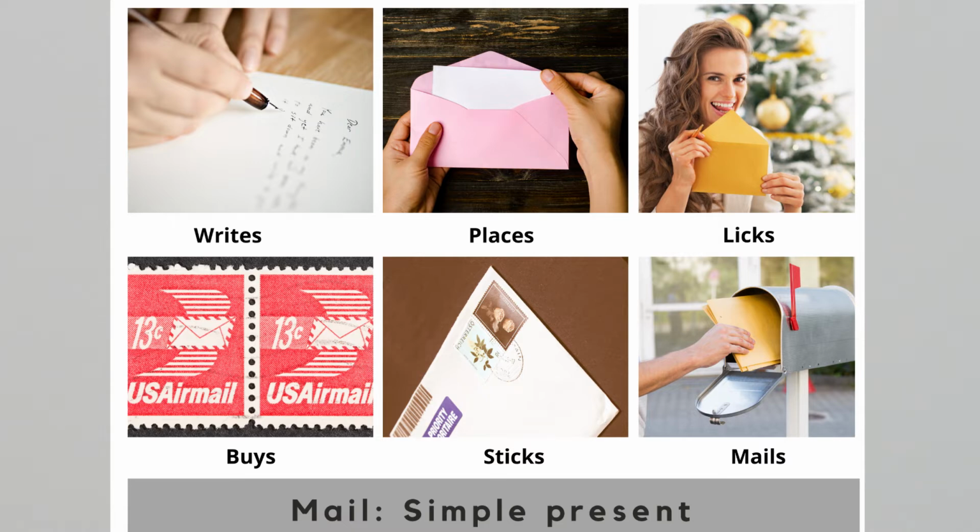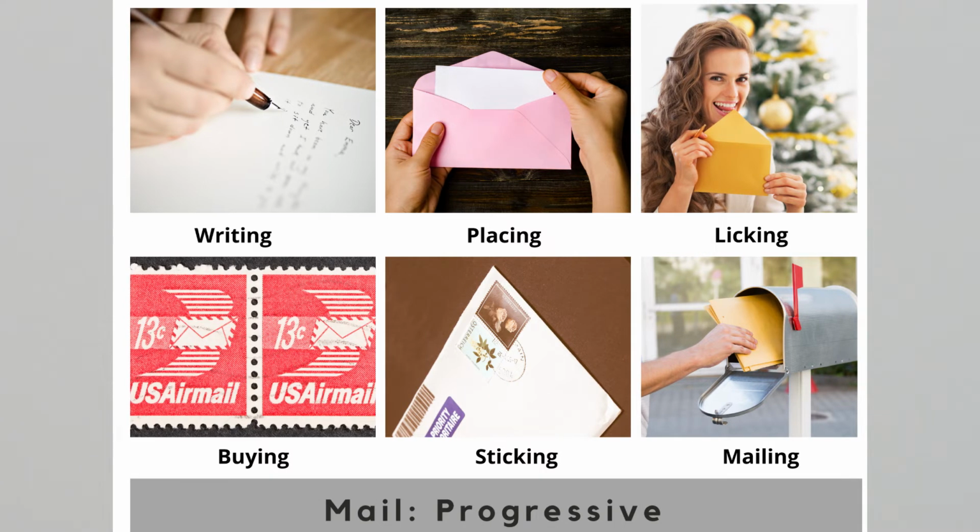Let's tell the same story using progressive, or sometimes known as present continuous. Sarah is writing a letter to her friend. She is placing the letter in an envelope. She is licking the envelope. Now she is buying stamps and sticking the stamps on the envelope. Now she is mailing the envelope to her friend.